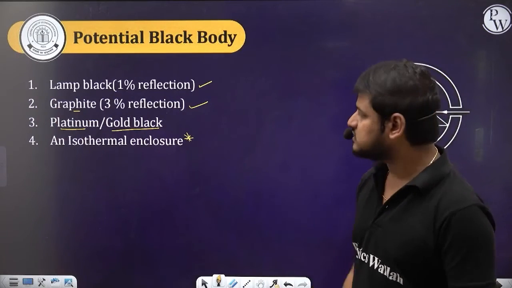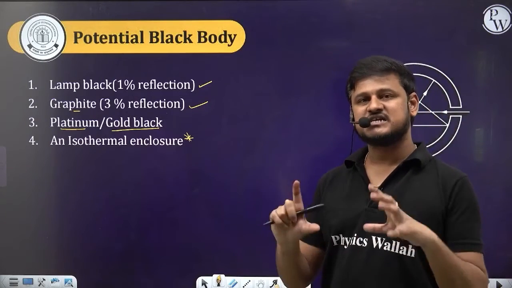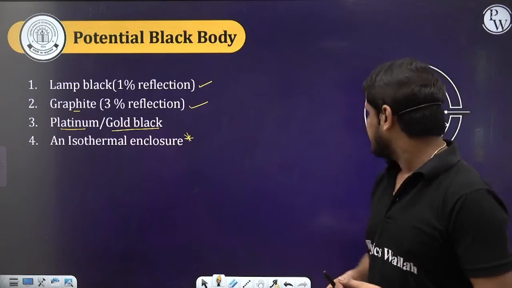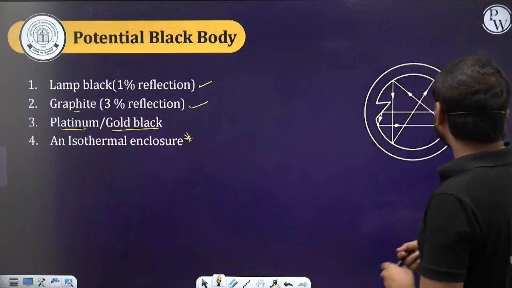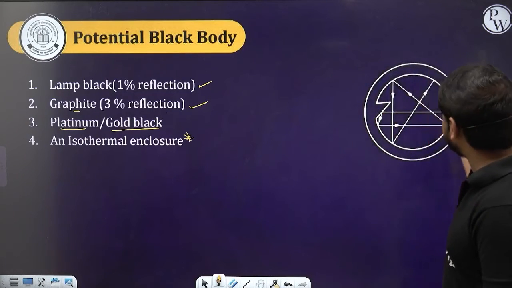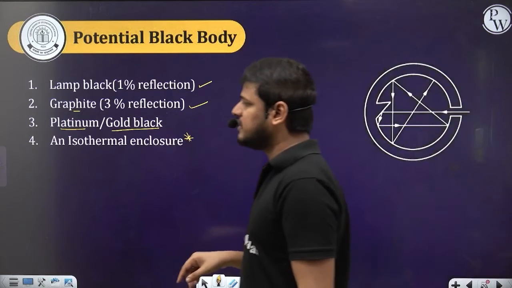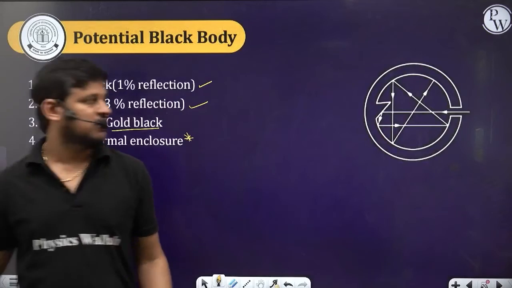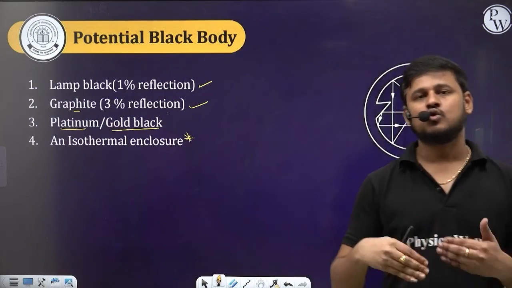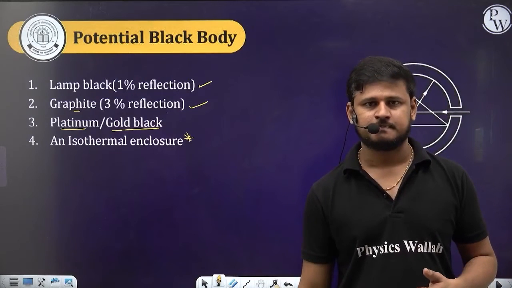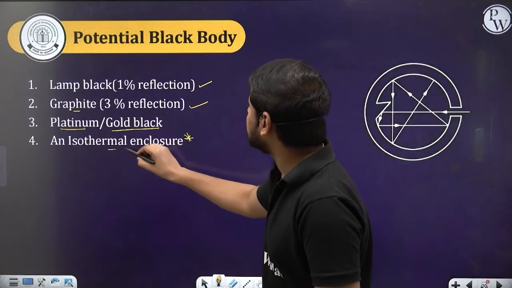In different reference books also you study the same. Let's take the isothermal enclosure, where the temperature is constant. If you make a very small hole, once the light, the radiations, enter into it, they are made to reflect inside it. If they are made to reflect inside it, there will be no heat that goes out. So this is called the potential black body.